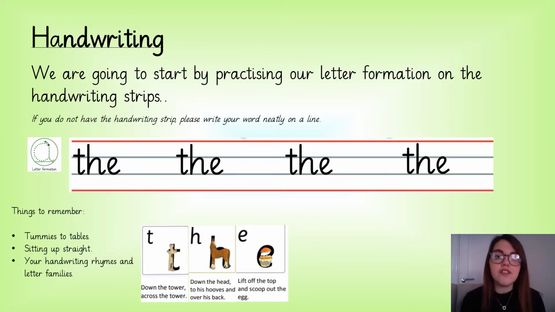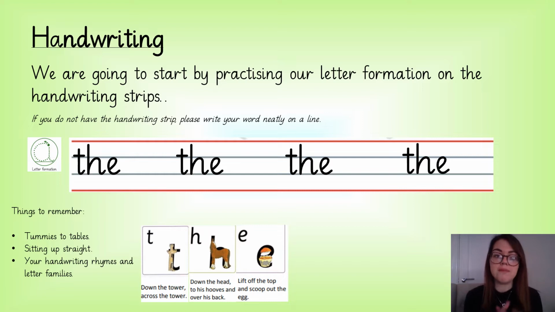We're going to start off with our handwriting. We're going to practice our letter formations using the handwriting strips at the top of your sheet. Now don't worry if you've not got that sheet at home, you can still practice your handwriting by writing really neatly on a line, on a plain piece of paper or a lined piece of paper. As long as you've got a line that you can write on, you can still do your handwriting.